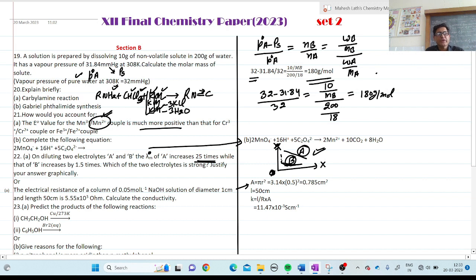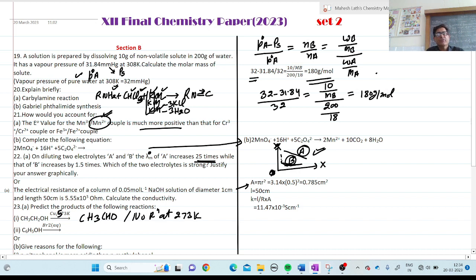Next is question number 23. Ethanol in presence of copper at 273 Kelvin. Normally this reaction does not take place at room temperature. So this question basically has two answers. One, you can write no reaction at room temperature. If the temperature is 573 Kelvin, then it forms ethanal. So I am writing both answers: no reaction at 273 Kelvin.